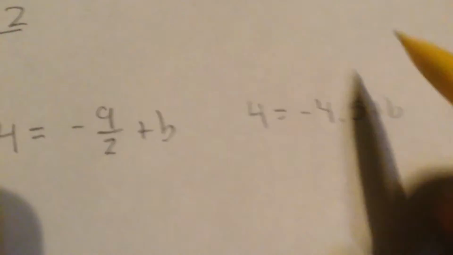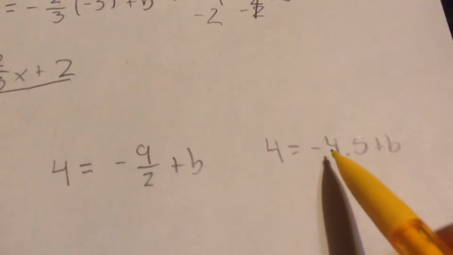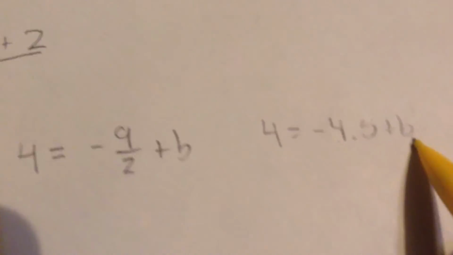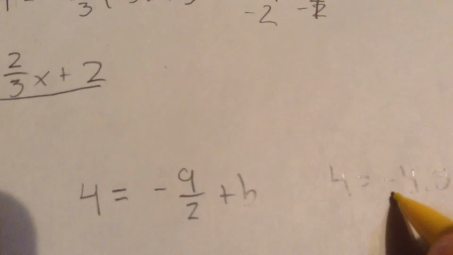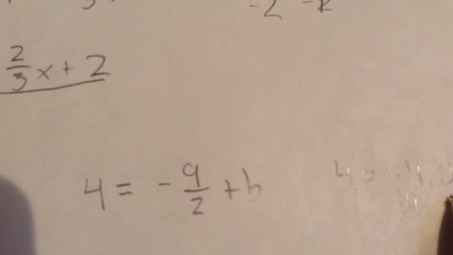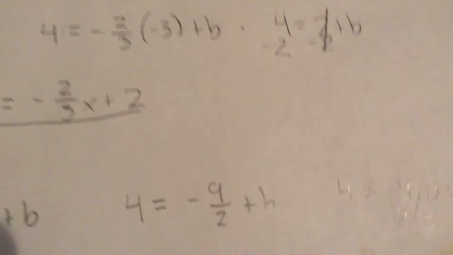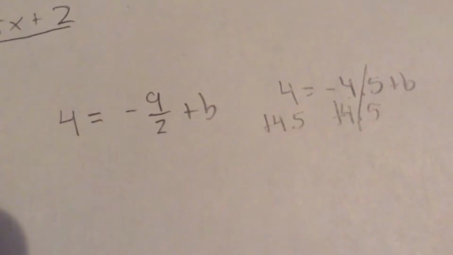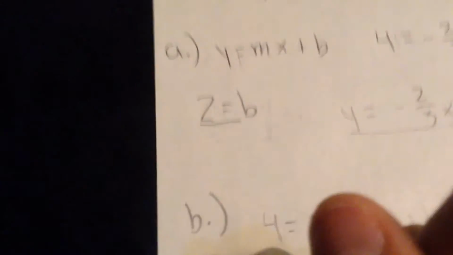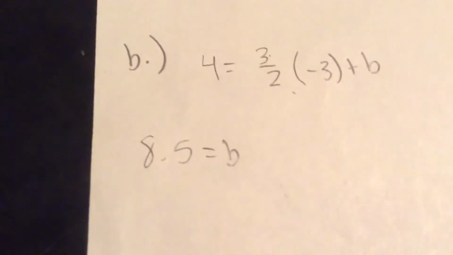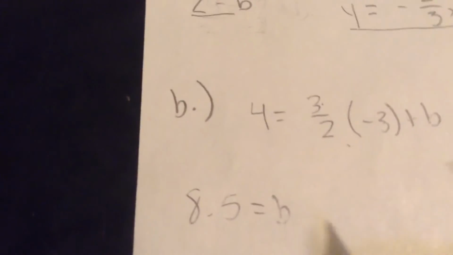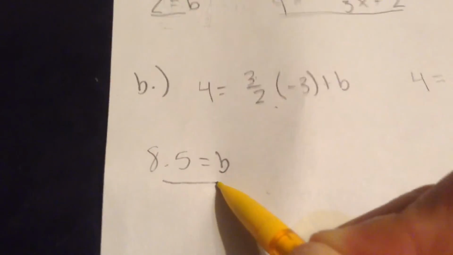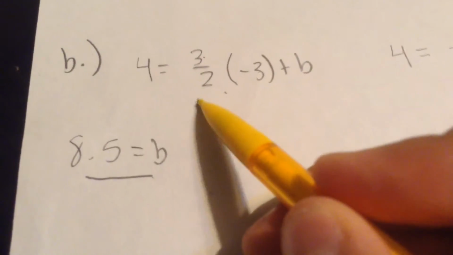And now we simply add 4.5 to both sides to get b alone. And what we do to one side, we do to the other. Simply add this. And 4 plus 4.5 is the same thing as 8.5. So 8.5 equals b. So we now know what the y-intercept is. And we know that the slope is 3/2. So the equation will look like this.